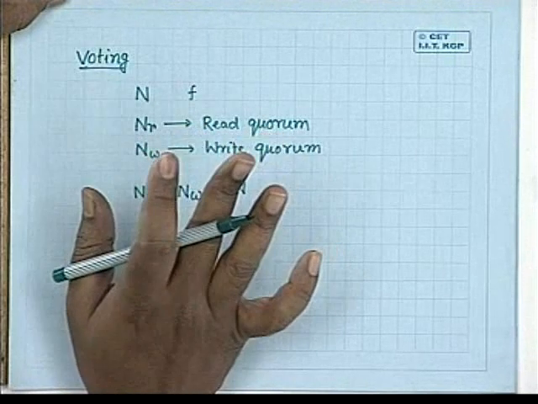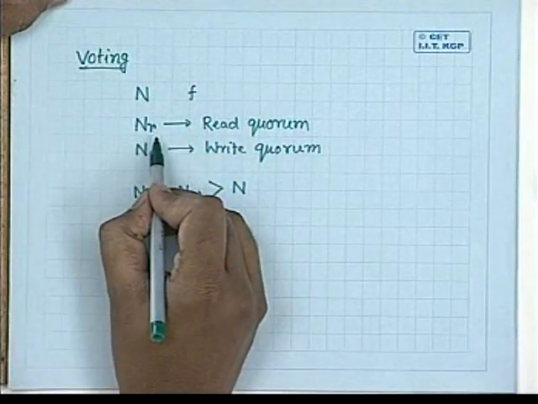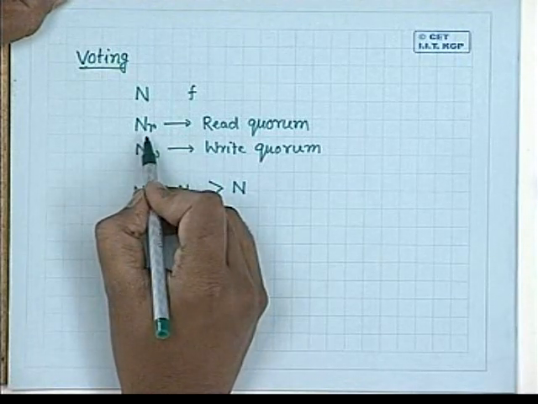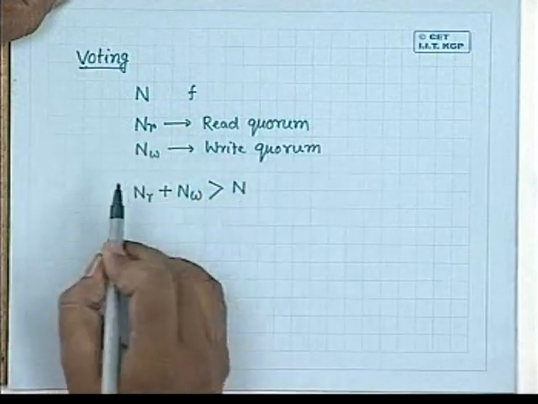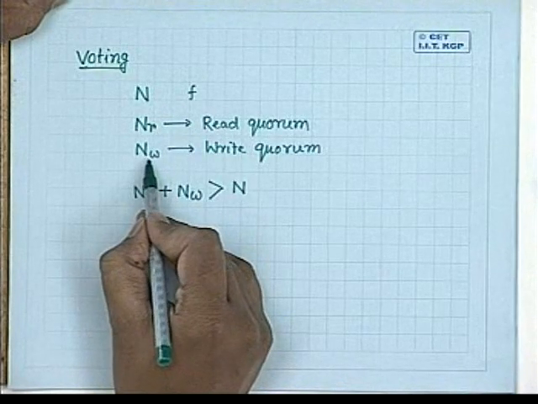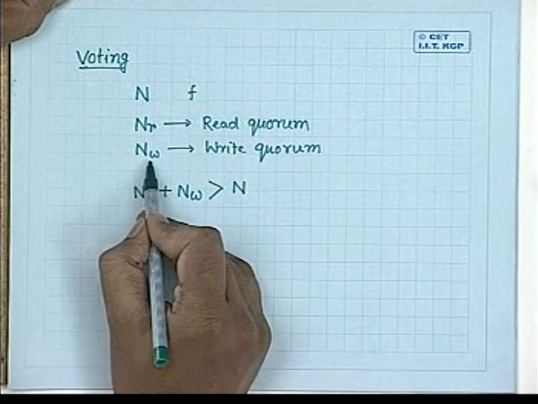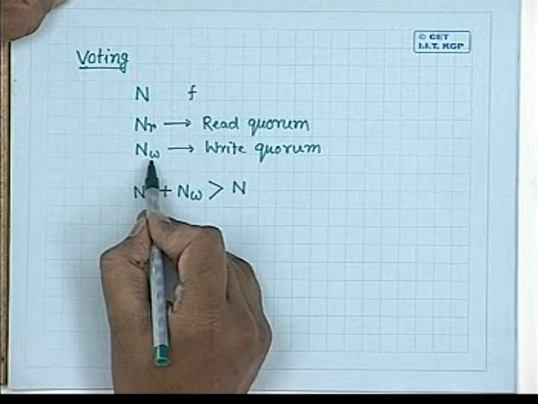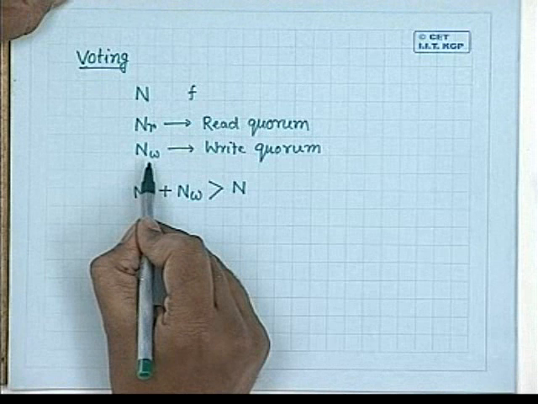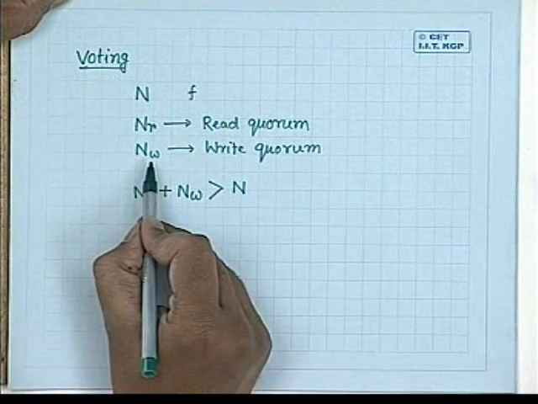So the machines which agree for the read operation may be more than NR, but at least NR. It cannot be less than that. If it is less than NR, then the read operation cannot be performed. Similarly, while writing, the number of machines which agree for writing must be greater than or equal to NW. If the number of servers which agree for the writing operation is less than NW, then that writing operation cannot be performed. Okay.